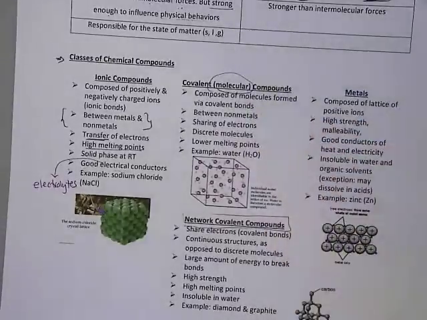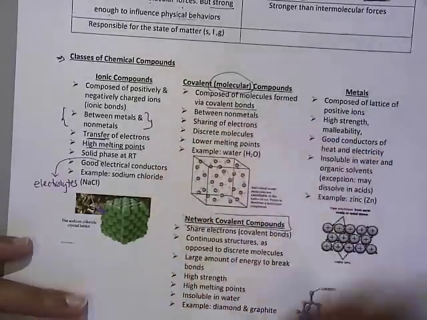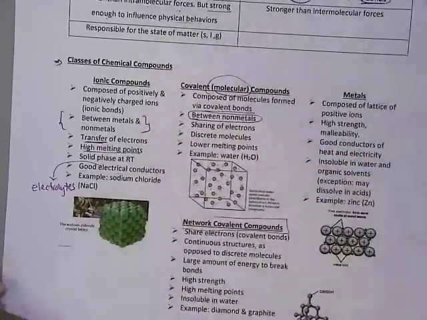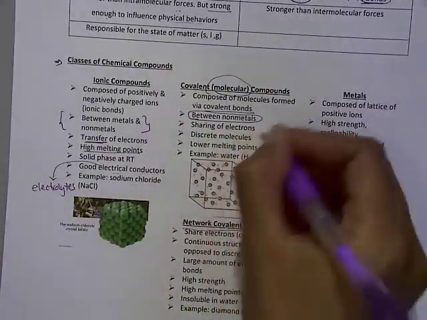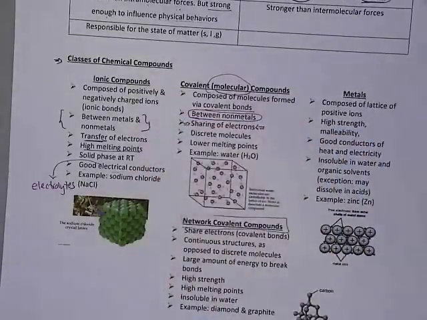We then have our covalent or molecular compounds, and we said that molecular compounds are made up of covalent bonds. One easy way to detect them is that molecular compounds or covalent compounds only occur between nonmetals. As we know by now, nonmetals share electrons. It's not a transfer of electrons, it's a sharing of electrons.